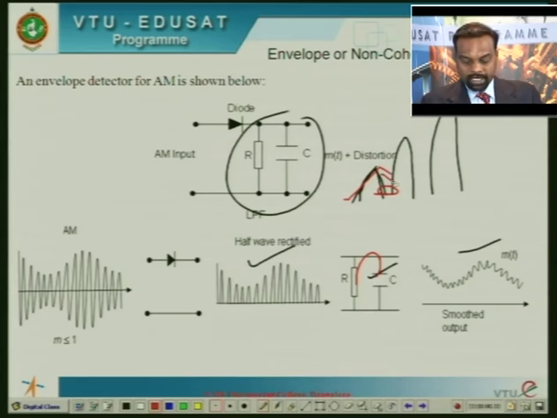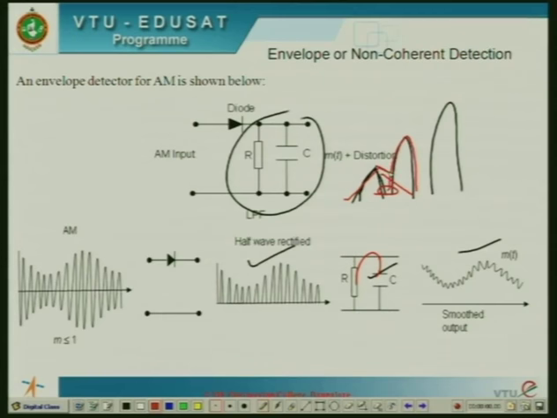Before it could completely discharge, the second peak is available from the second set of the carrier. Because the second peak is available, the capacitor will discharge to a small extent and again charge to the second peak. Suppose there is again a space between the second and the third pulse, the capacitor will slowly discharge, and again the third peak occurs, so what will happen?